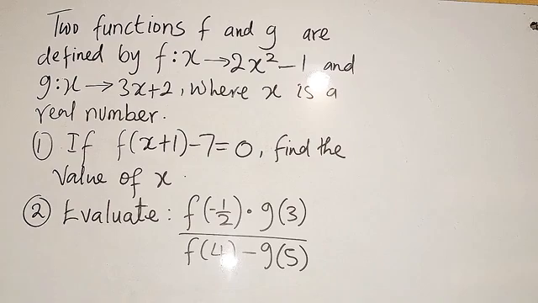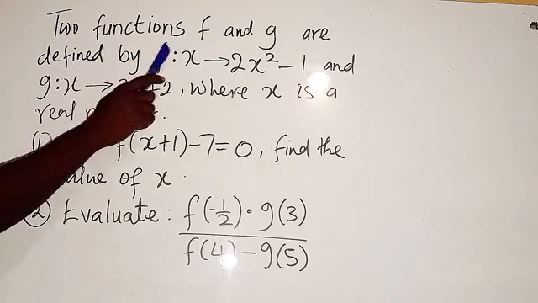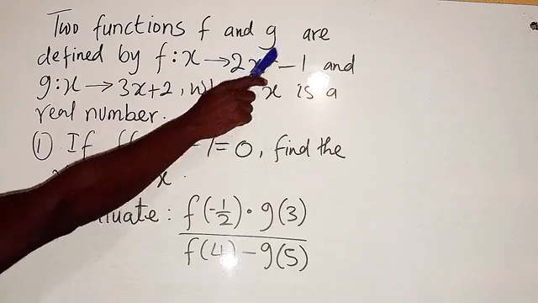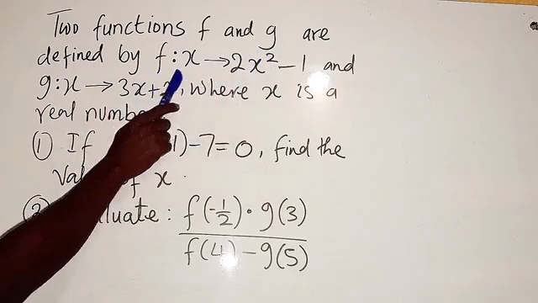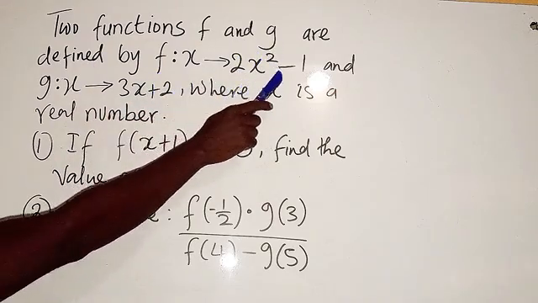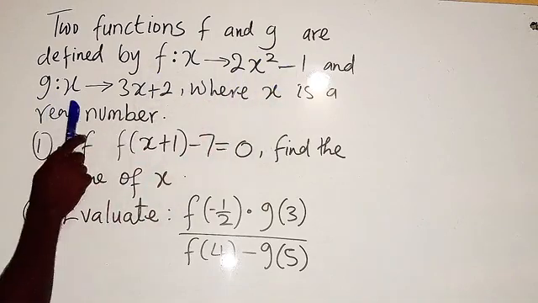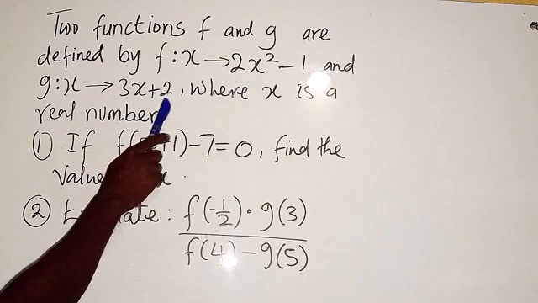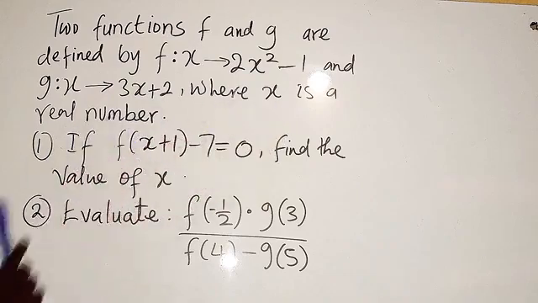Now, we have this WAEC question from relations and functions. The question says two functions f and g are defined by f of x equals 2x squared minus 1 and g of x equals 3x plus 2, where x is a real number. So we have these two questions under it.